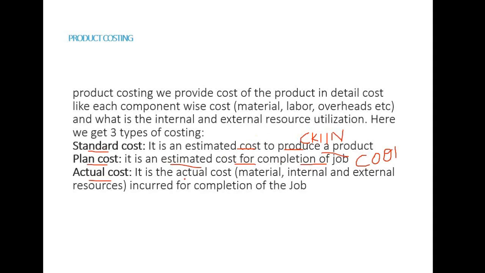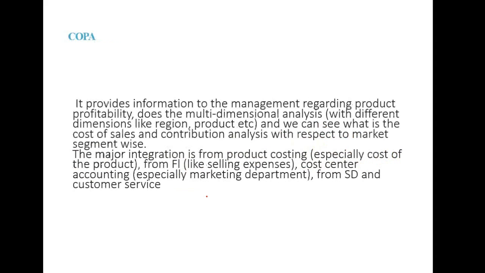So actual cost, when it comes to actual cost, this is the actual incurrence. What actually we have consumed in materials, what actually we have confirmed in activities for this particular job. That is the actual cost. Like this, there are different costs. We are going to analyze the things. That's what we are doing in product costing.